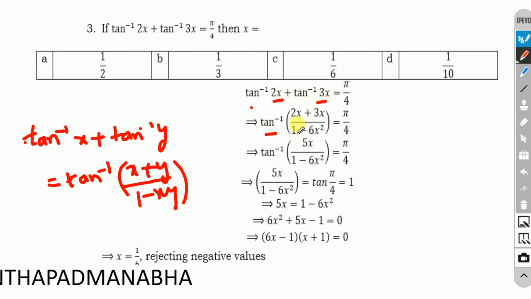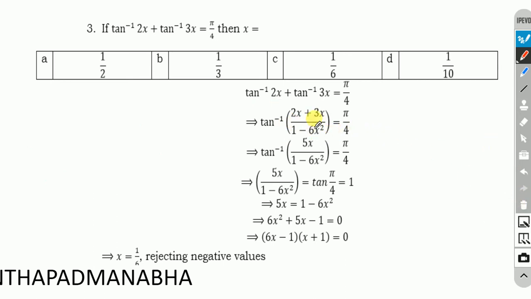So tan inverse of (x plus y) by (1 minus xy), that is tan inverse of (2x plus 3x) by (1 minus 6x square), since 3x into 2x is 6x square, which is equal to pi by 4. So 3x plus 2x is 5x here, and 1 minus 6x square as it is, which is equal to pi by 4. Now by definition of inverse trigonometric function, tan inverse of x equals y means tan y equals x. Therefore 5x by (1 minus 6x square) is equal to tan pi by 4. So tan pi by 4 is 1.